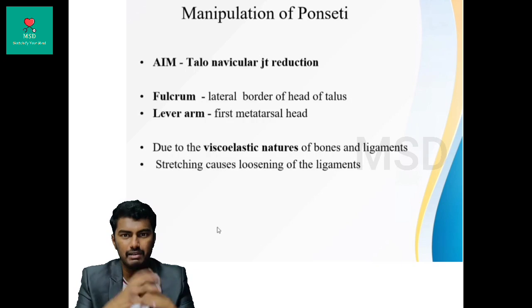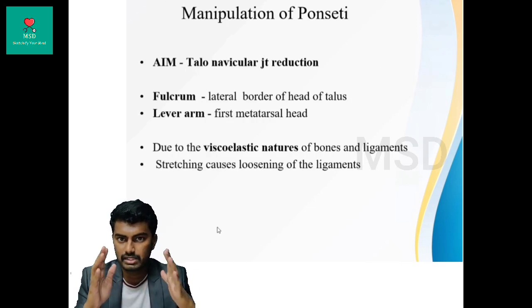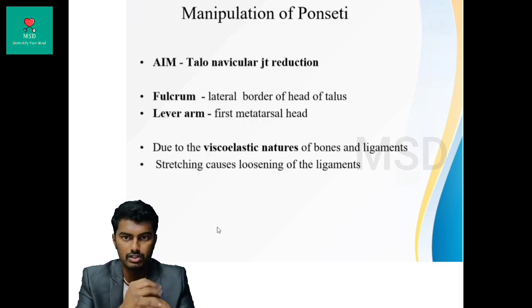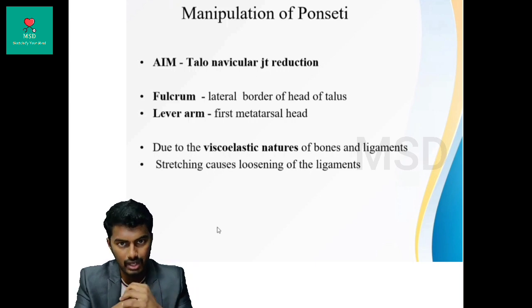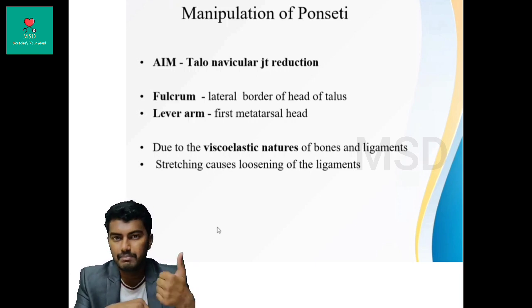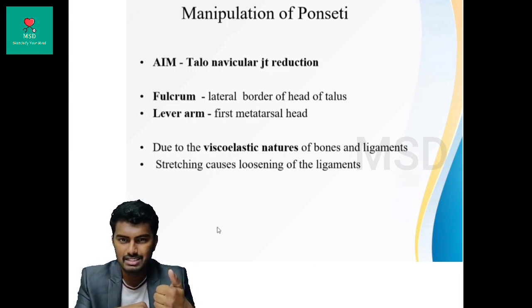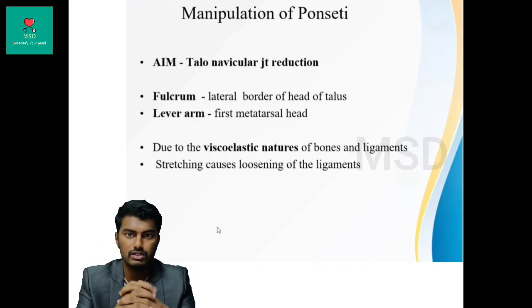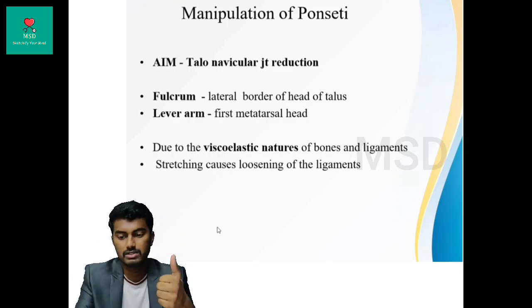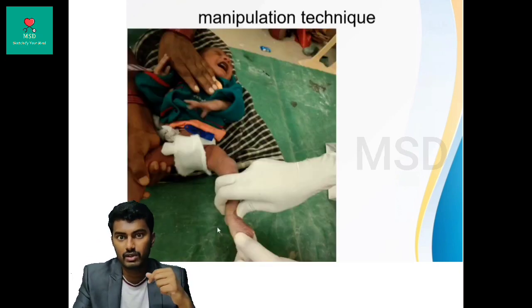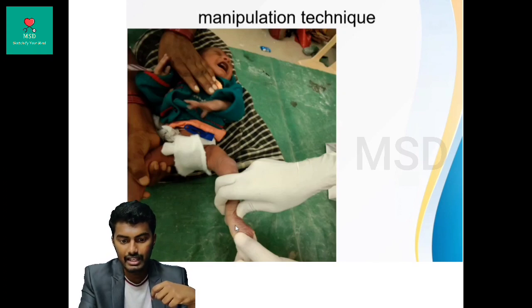So how did he manipulate? This manipulation was aimed with the fulcrum at the talonavicular joint. To locate this talonavicular joint clinically, palpate the lateral malleolus, and just 1 centimeter anterior to the lateral malleolus is the lateral head of the talus, and there lies the talonavicular joint. So he kept one finger at the talonavicular joint. As you can see in this picture, this is the talonavicular joint, and he used the first metatarsal as the lever.